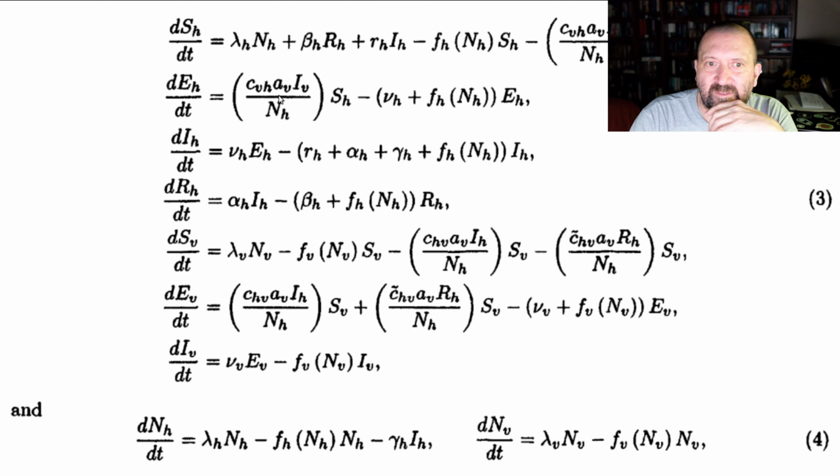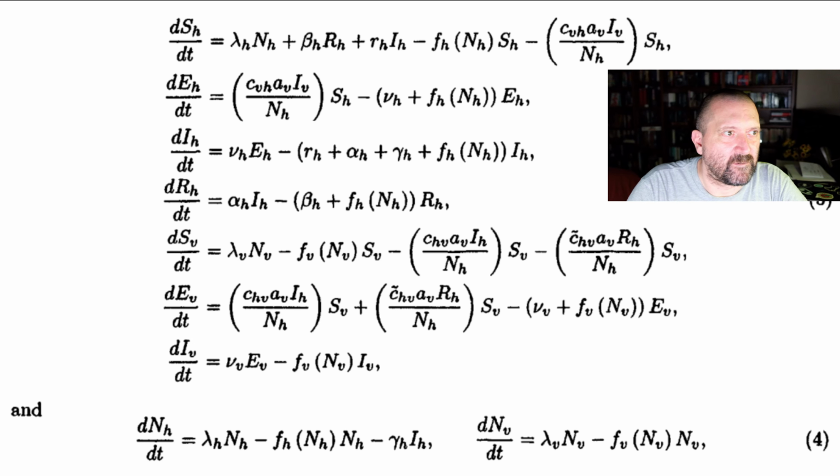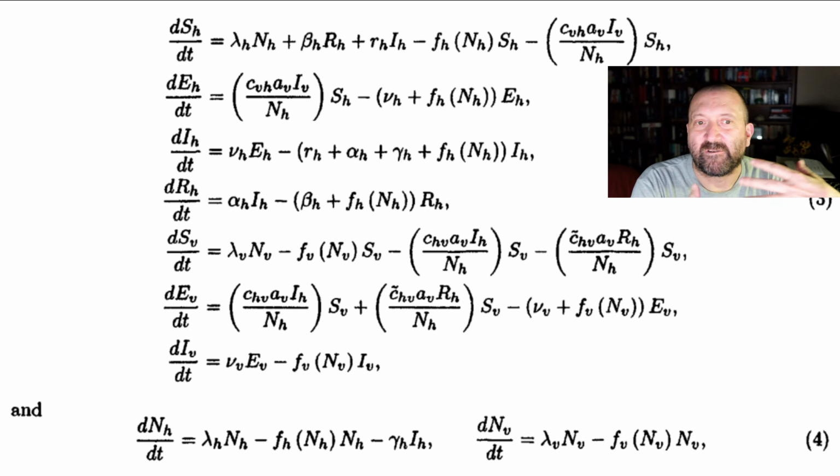The model then takes this form. And so you have the dynamics for the population of hosts and vectors. You have the SEIR model for hosts and SEI for vectors, because vectors do not recover from malaria. Their lifespan is not long enough, so they die while infected.